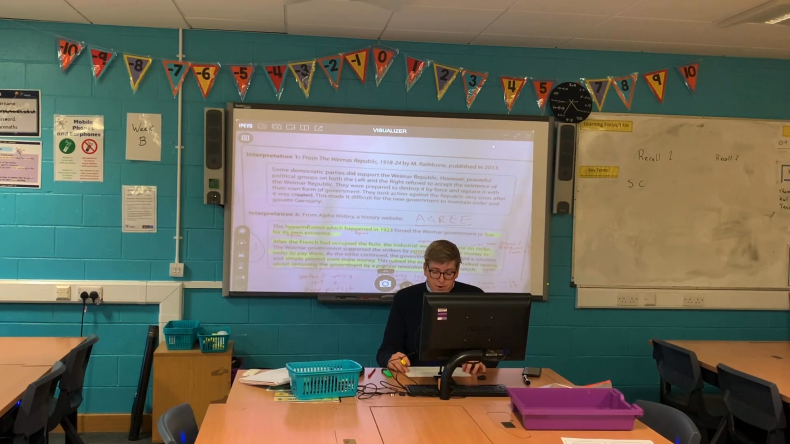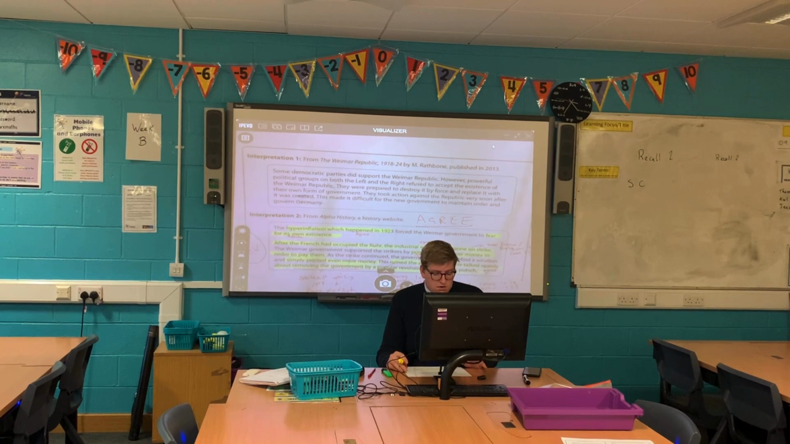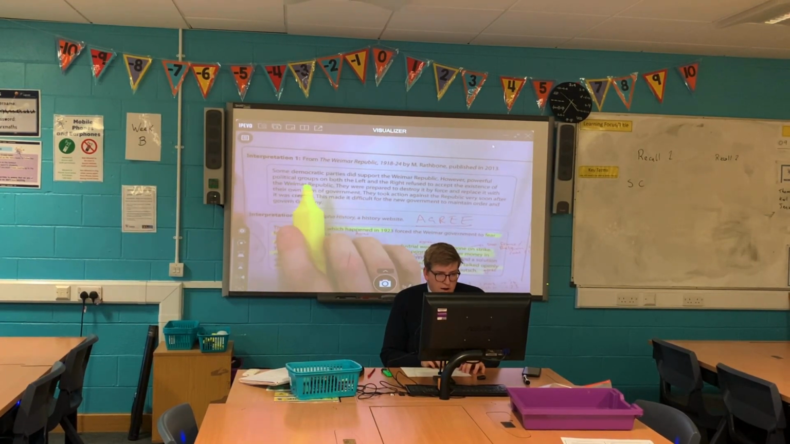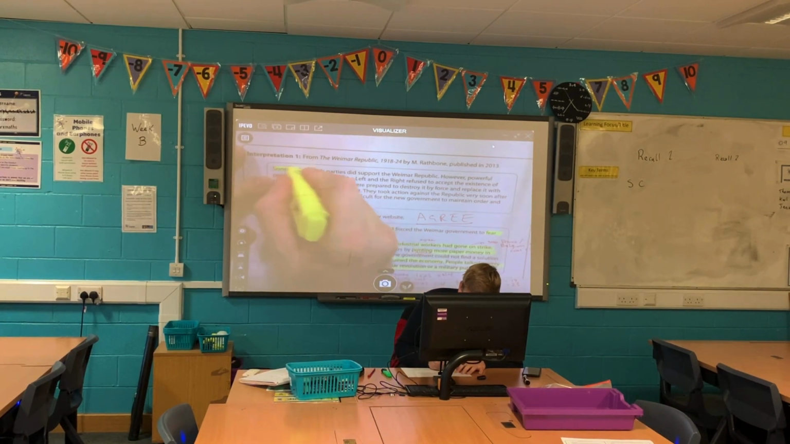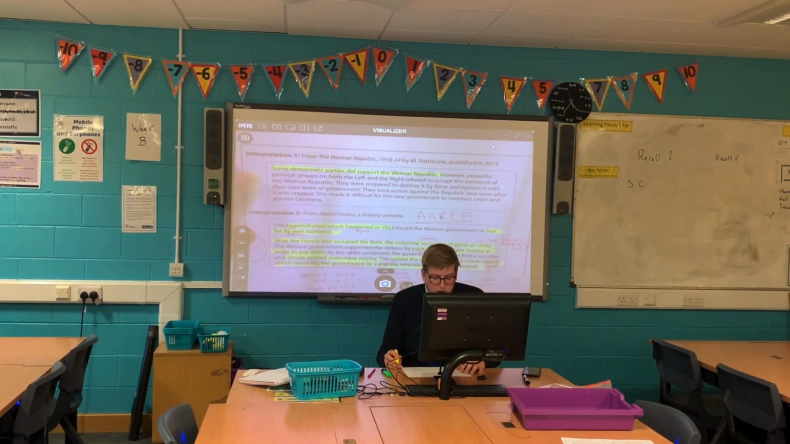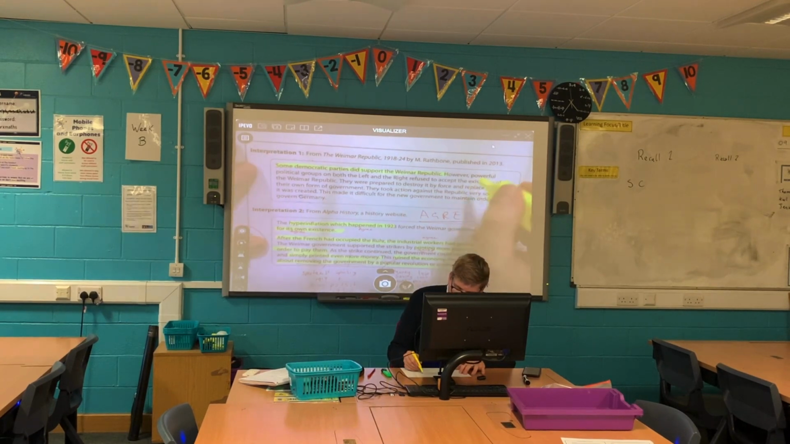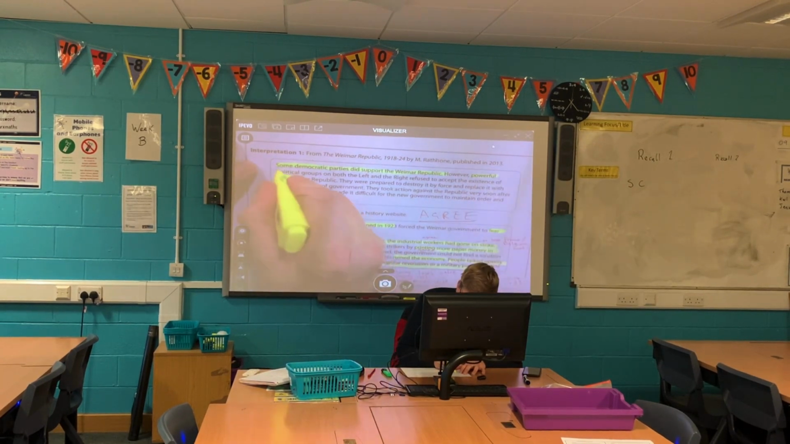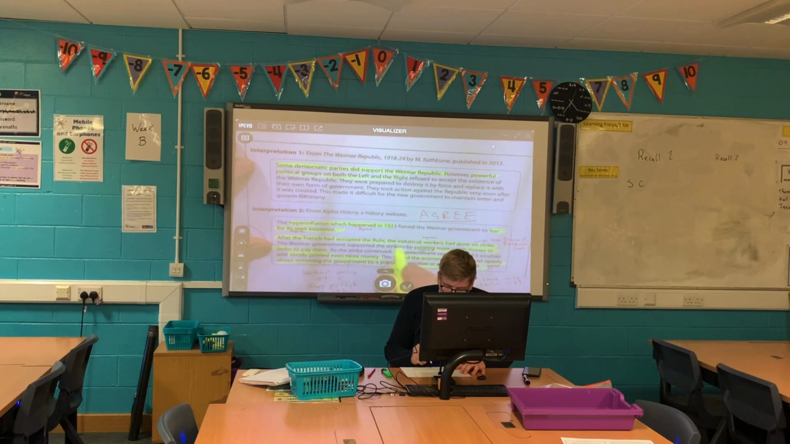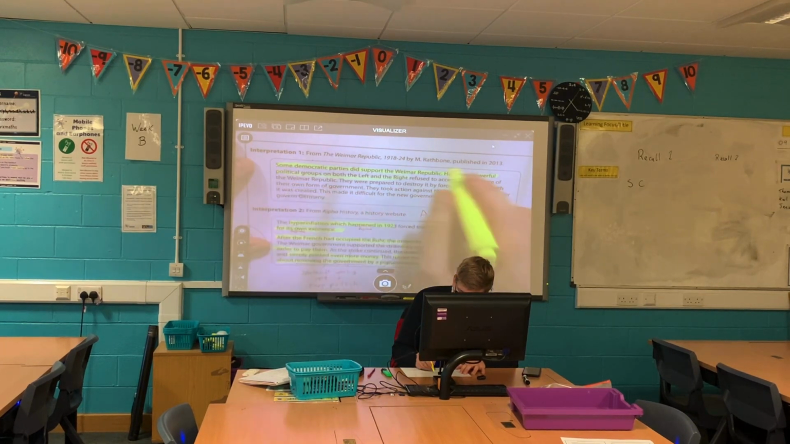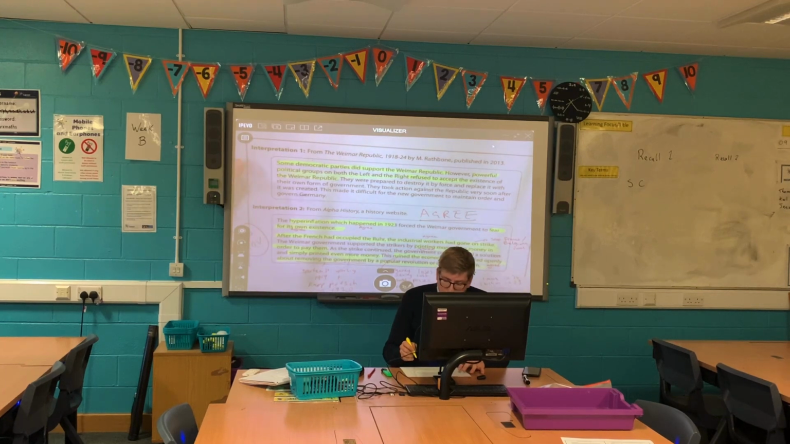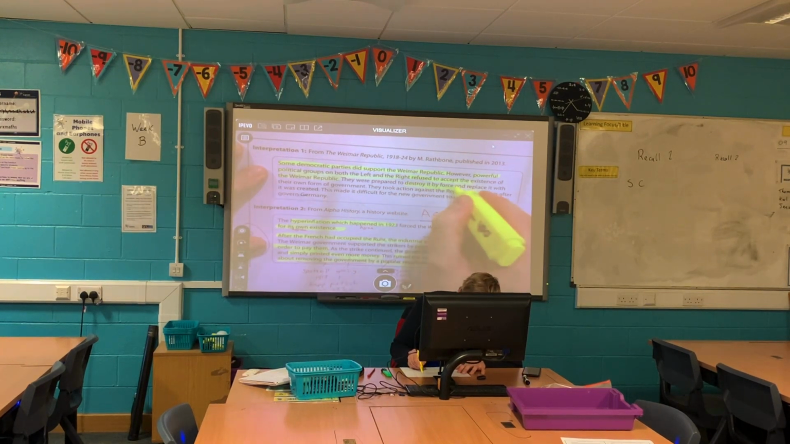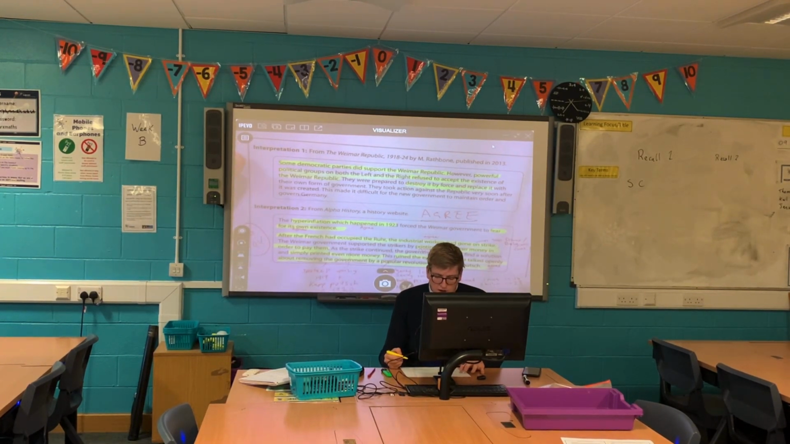Interpretation 1, and this one is from a book by M. Rathbone called The Weimar Republic. Some democratic parties did support the Weimar Republic. However, powerful political groups on the left and right refused to accept the existence of the Weimar Republic. They were prepared to destroy it by force and replace it with their own government.